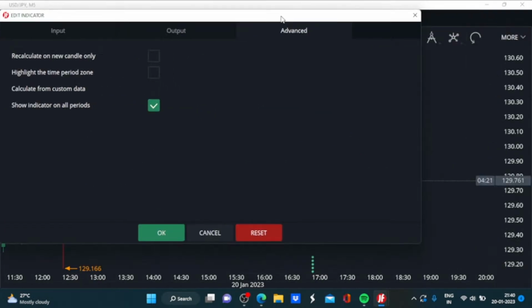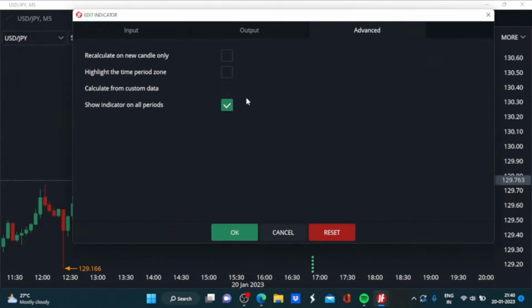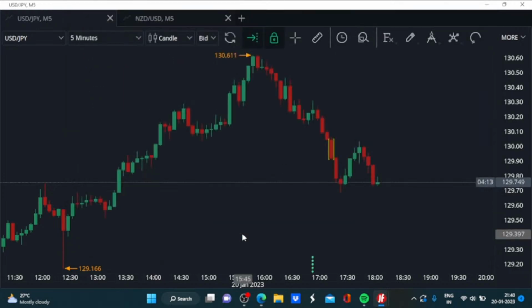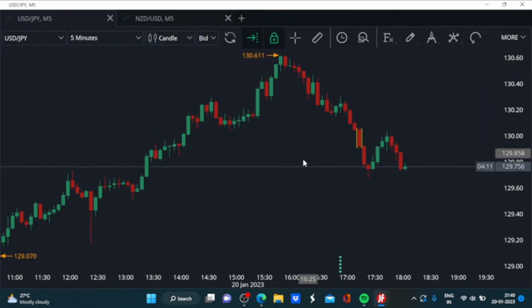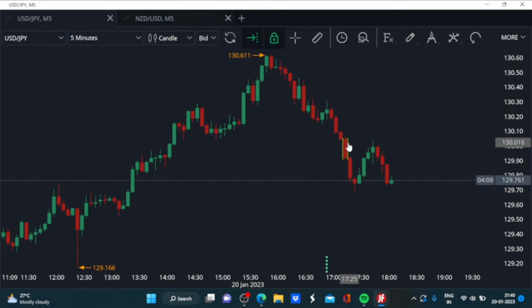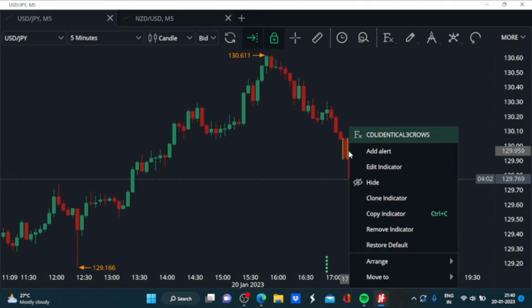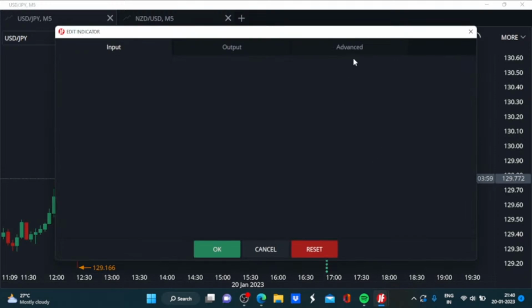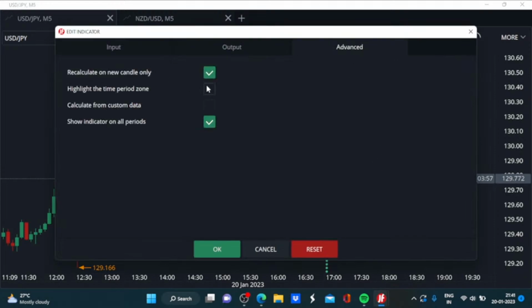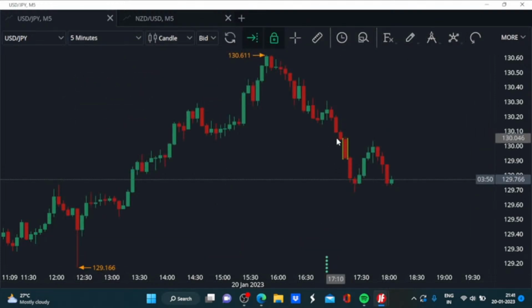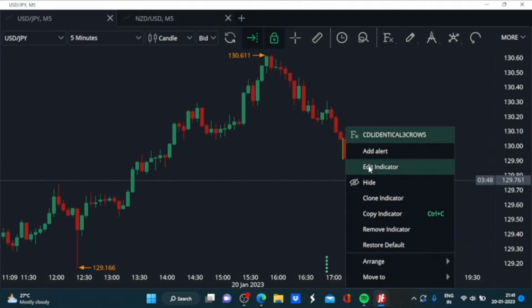Coming to the advanced editing options, recalculate on new candle only. In this case, if you opt in for this, the formation will take shape once the new candle is formed, the subsequent candle after the confirmation is in place. Highlight the time period zone: three candles are used for this formation, so these three candles are getting highlighted.